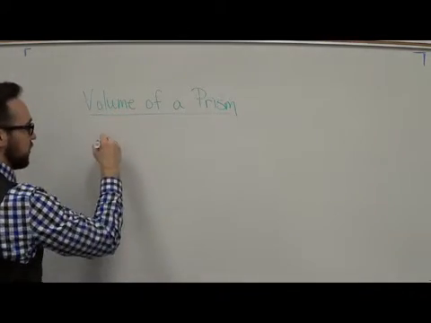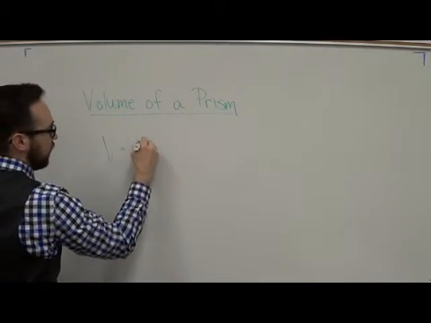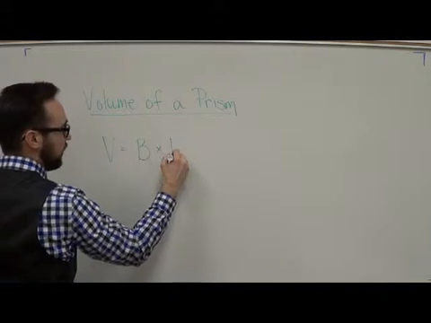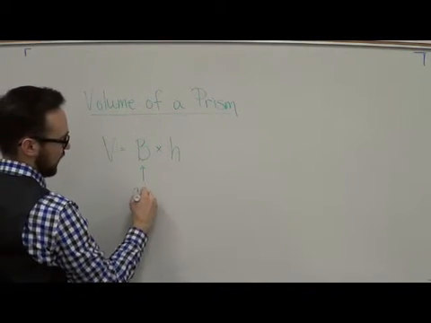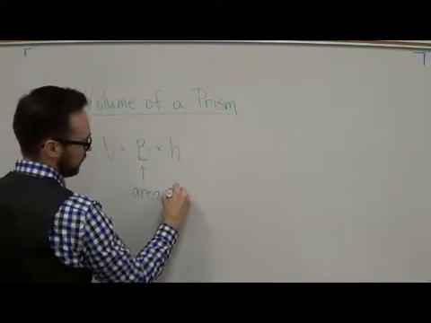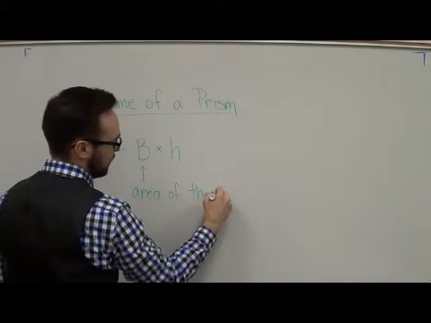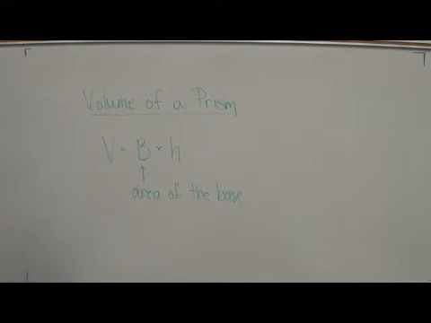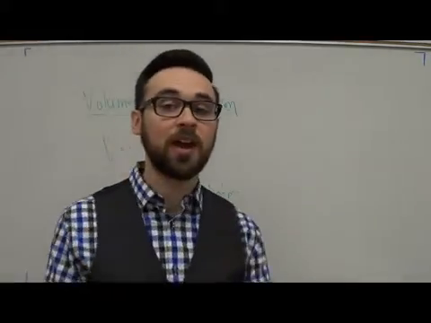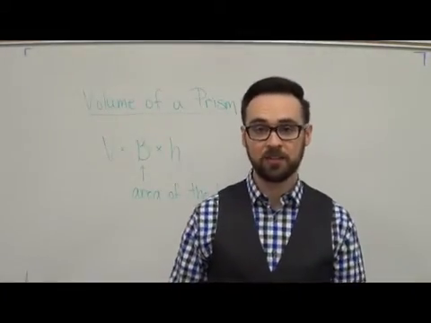So the volume of a prism is capital B times H. And the capital B represents the area of the base. Now if you have a rectangular prism, it's a little different because the area of the base could be any of the rectangles because they're double-sided and things. However, if you have a triangular prism, it's the area of the triangle multiplied by the height.